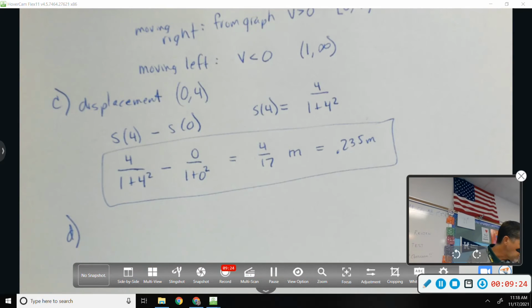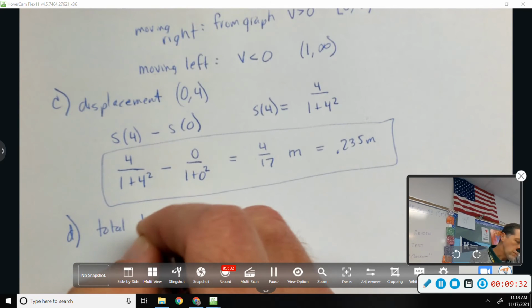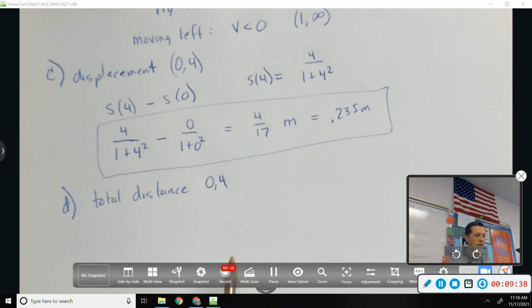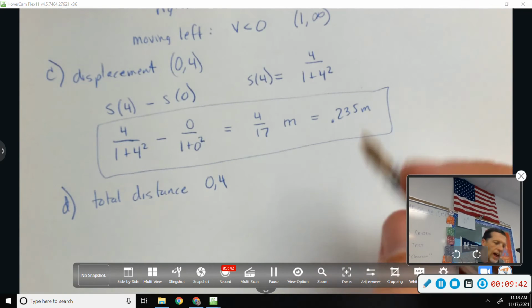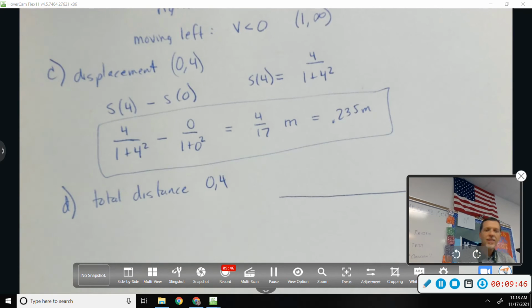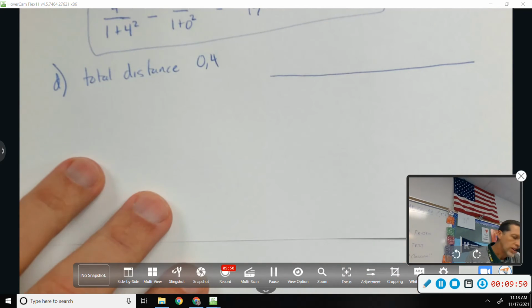Part D. Find the total distance traveled by the particle between 0 and 4. Okay, well, something happened at 1, so I need to be real careful about 1 second. I'm going to draw the motion diagram. You can get this answer without the motion diagram, but I think the motion diagram is helpful to see what's going on.